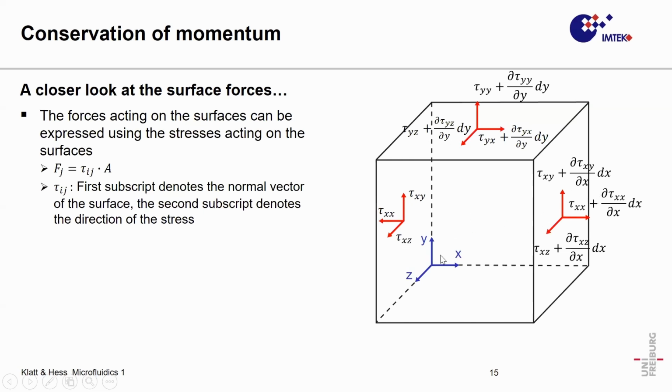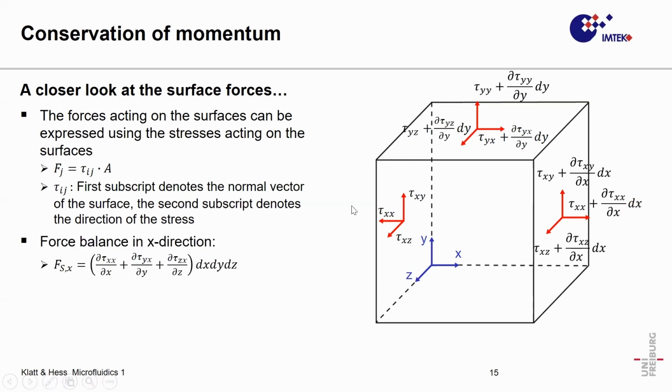And then on the other plane, on the other area right here, which also has a normal vector which faces in the x direction, we apply the same thinking we did for the derivation of the continuity equation. So the stress which is perpendicular to this area is tau xx plus the partial derivative of tau xx with respect to x multiplied by dx, because the distance from here to this area is dx.